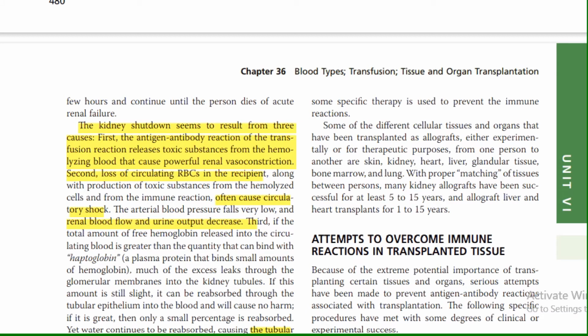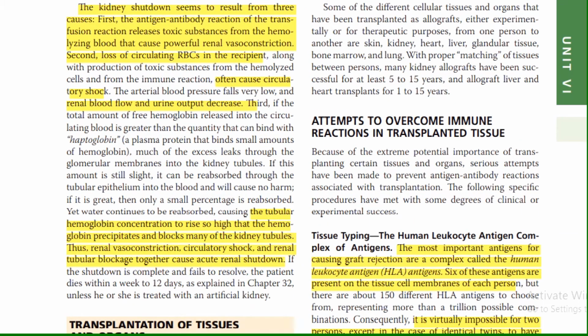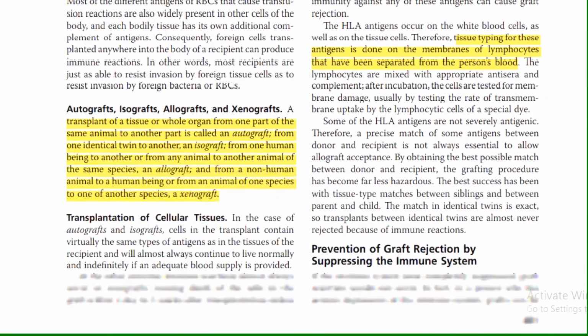The arterial blood pressure falls very low, and renal blood flow and urine output decrease. Third, the tubular hemoglobin concentration rises so high that the hemoglobin precipitates and blocks many of the kidney tubules. Thus renal vasoconstriction, circulatory shock, and renal tubular blockage together cause the acute renal shutdown.